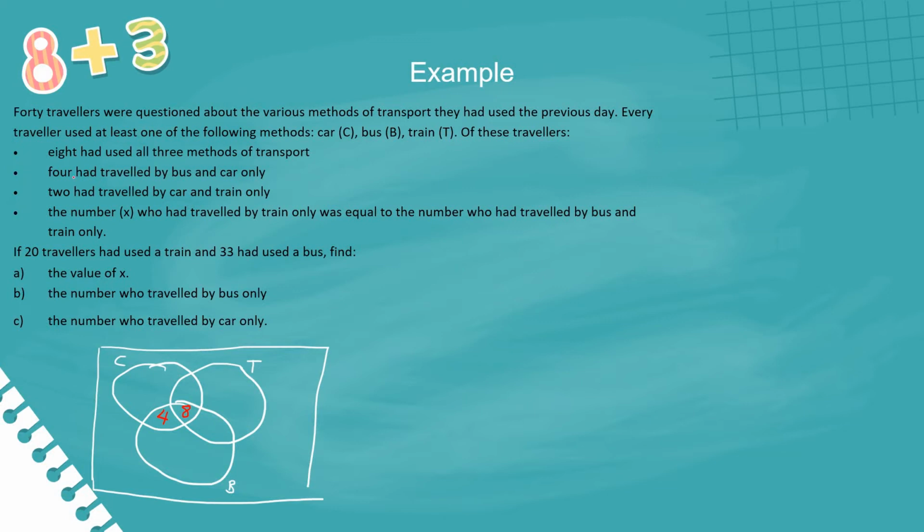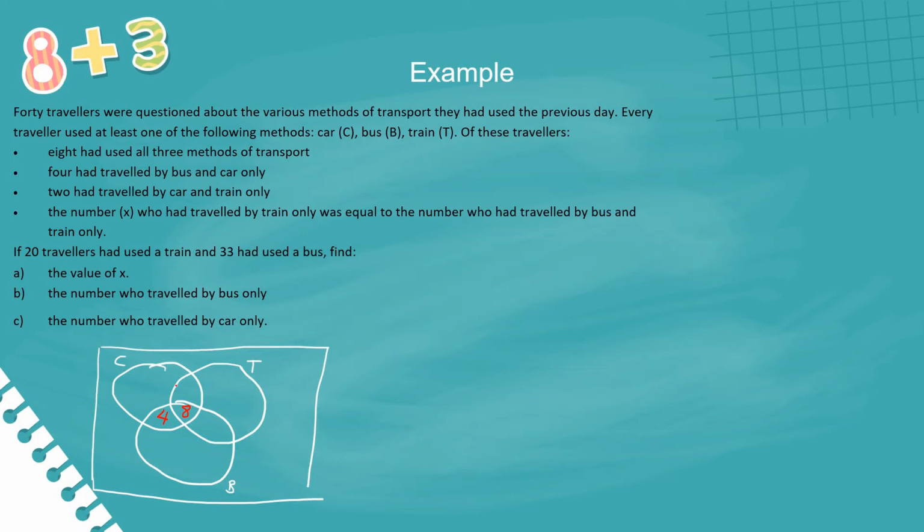Now here's the tricky thing. 4 had travelled by bus and car only, so this is where I put that 4. If it had said travelled by bus and car, that would have included this middle intersection. So looking at this, I can say 12 people travelled by bus and car, but only 4 people travelled by bus and car only. So just being very careful of that difference in phrasing when you're answering these questions.